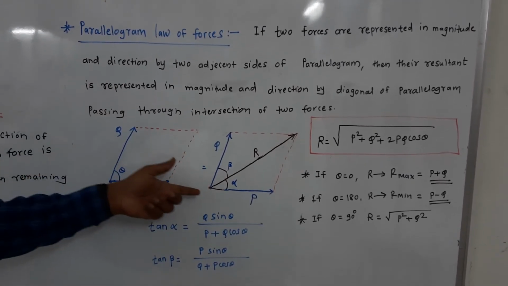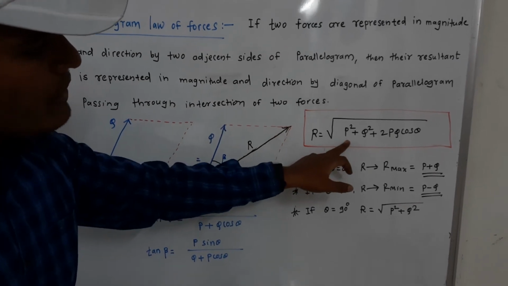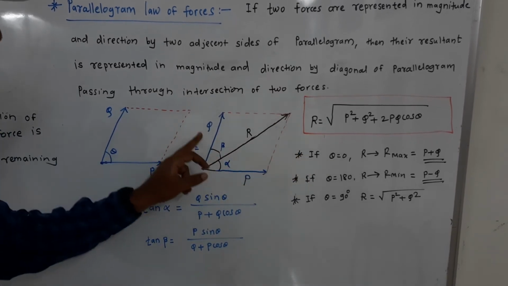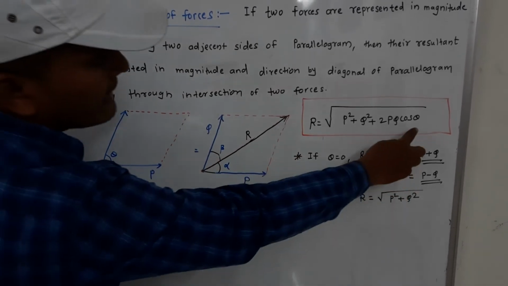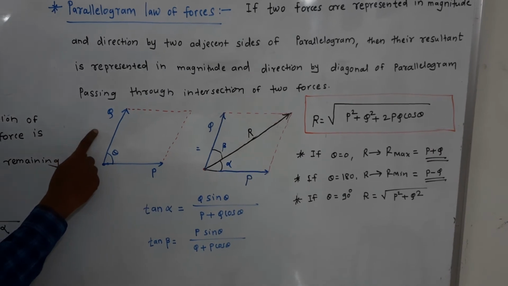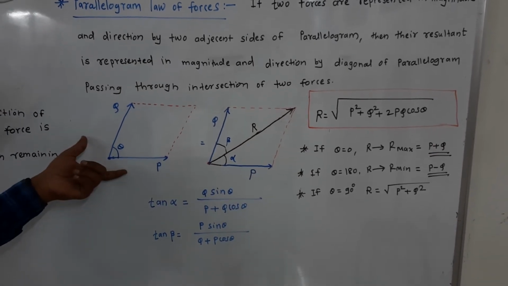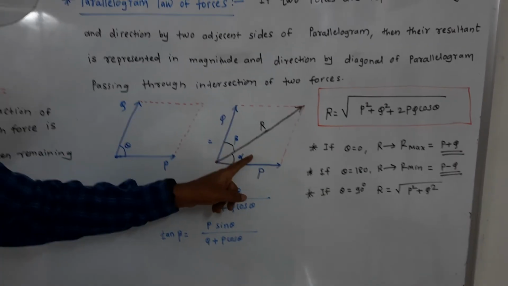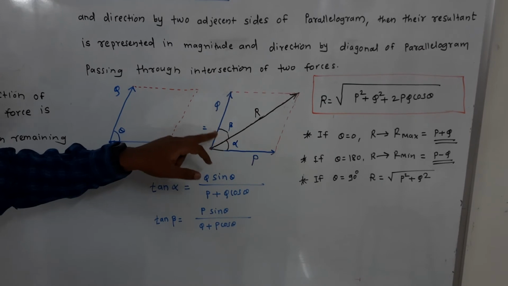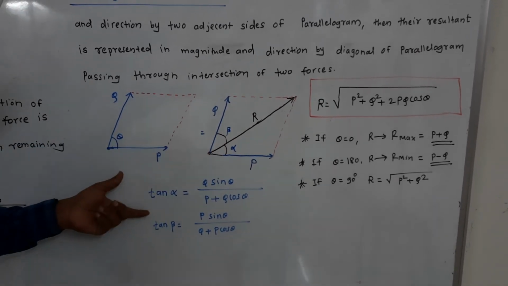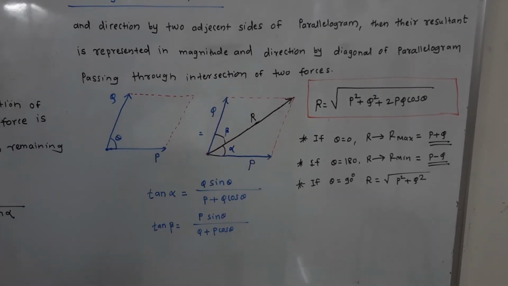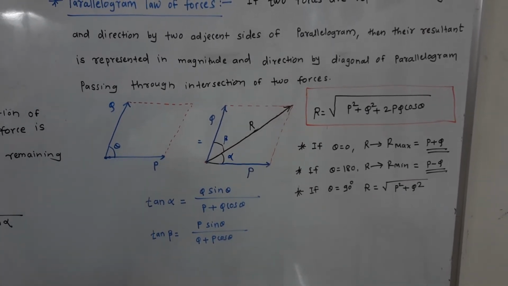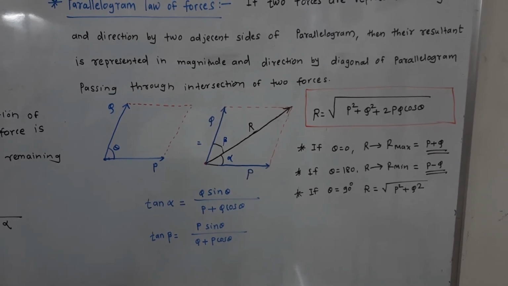Now coming to the mathematical equation, R is equal to root of P square plus Q square plus 2PQ cos theta. This is the expression for the resultant in terms of P and Q. Please note that theta is the angle between P and Q. Now next, coming to the alpha value and beta value. Alpha is the angle of the resultant with P, beta is the angle of the resultant with Q. So tan alpha is equal to Q sin theta divided by P plus Q cos theta, and tan beta is equal to P sin theta divided by Q plus P cos theta.